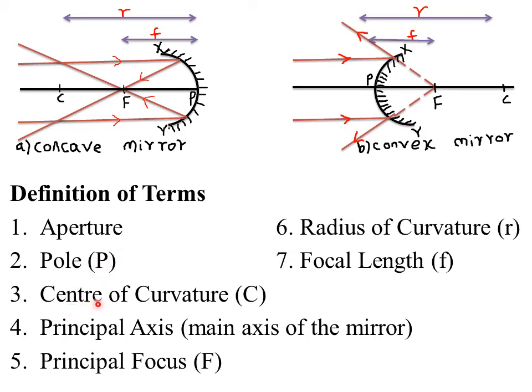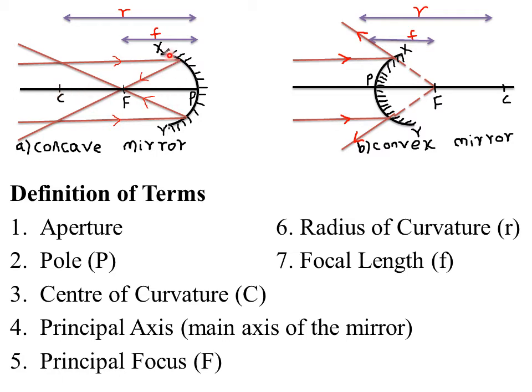Then 3, we look at what we call the center of curvature. In physics, we denote the center of curvature by capital C. The center of curvature simply refers to the center of the sphere of which the mirror is a part.